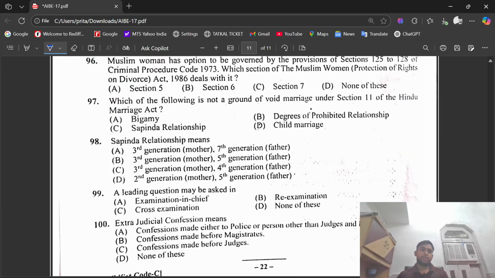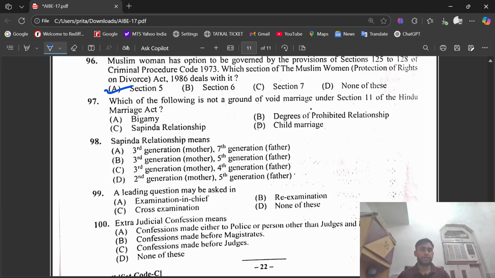Question number 96. A Muslim woman has the option to be governed by the provisions of sections 125 to 128 of the Criminal Procedure Code 1973. Which section of the Muslim Women (Protection of Rights on Divorce) Act 1986 deals with it? The right option is option A, that is section 5.